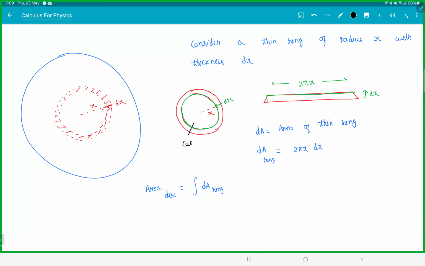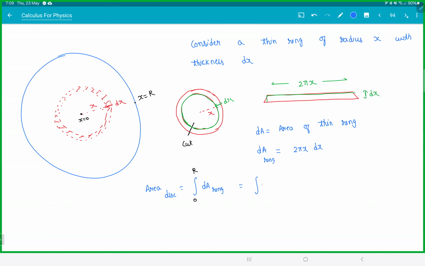Now, what are the limits? Tell me, where does the first ring start from? The first ring starts when x is equal to 0. And then the second ring, third ring, fourth ring, fifth, sixth, seventh. Where will the last ring end? When x is equal to r. So that is the meaning of limits. You're adding the areas of the rings from 0 to r. That is the meaning of limits.